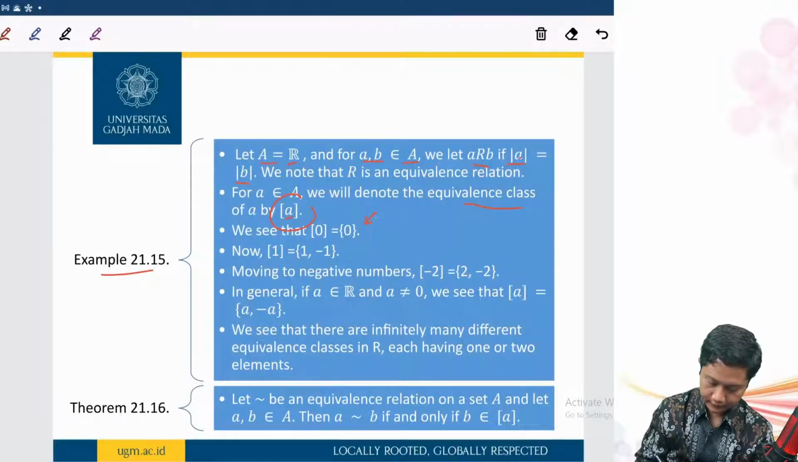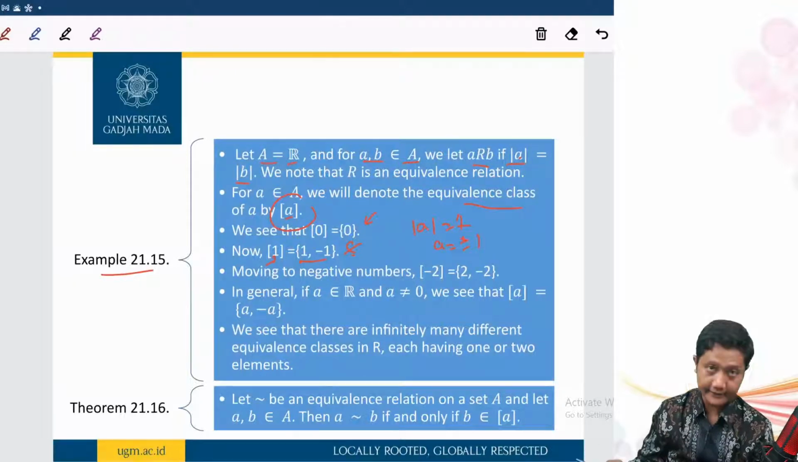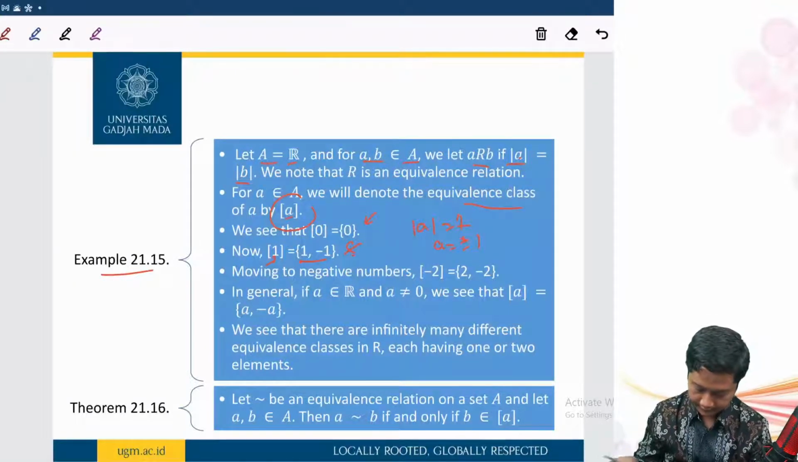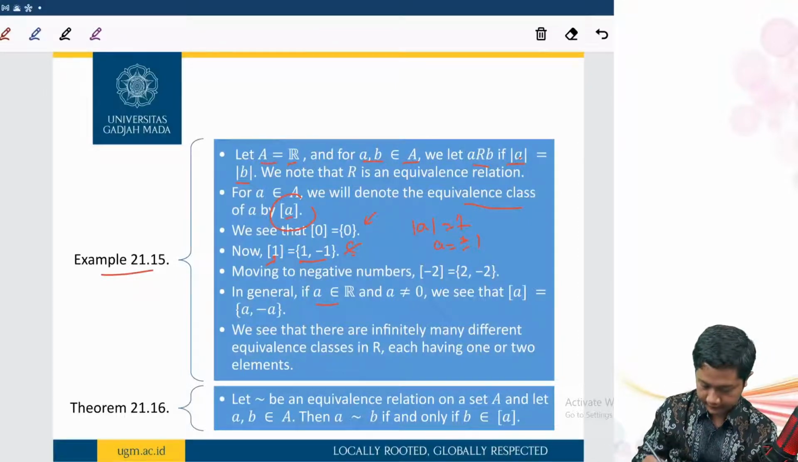Only 0 is related to 0, so we have the class of 0 is equal to the singleton {0}, but the class of 1 is equal to {1, -1}. Why? Because if we have this equal to 1, then A is equal to plus or minus 1. So we only have 2 elements in this class, and so on. In general, when A is a non-zero real number, the class of A is only this set.